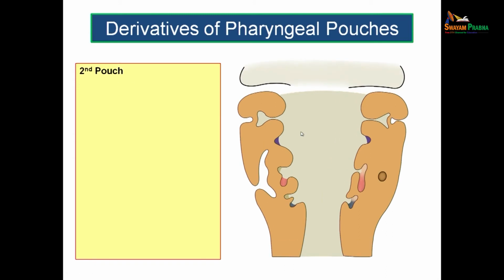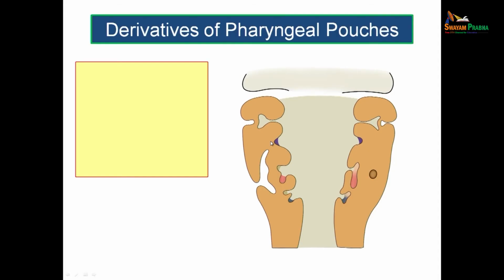Now let's see what the derivatives of the second pouch are. So this is the second pouch. The ventral part of the second pouch is giving rise to the tonsil. Which tonsil? It is the palatine tonsil, which is derived from the ventral aspect of the second pouch. The dorsal part is getting fused with the dorsal part of the first pouch to form the tubotympanic recess, which is giving rise to the pharyngotympanic tube and the medullary cavity, as we have already discussed. So this ventral part is giving rise to the formation of the palatine tonsil.